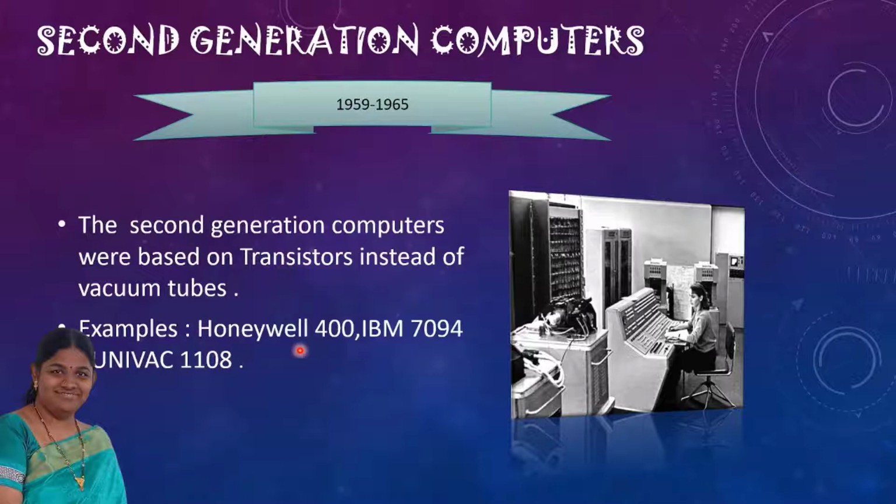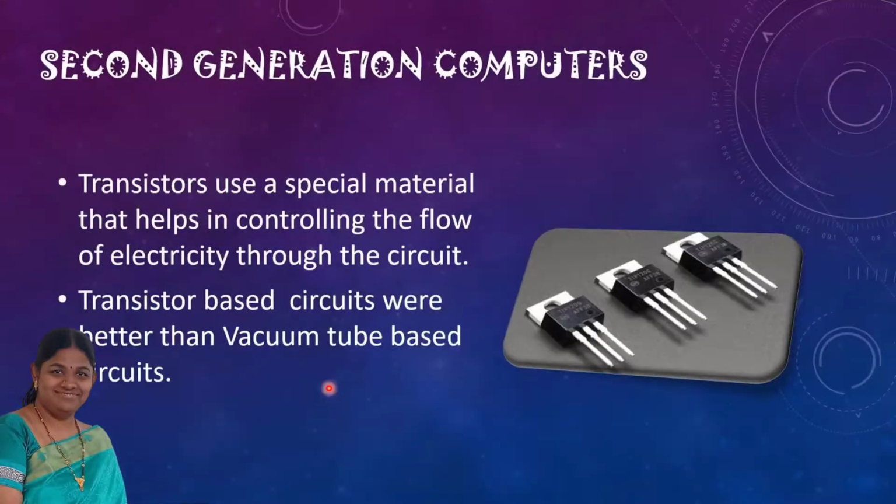And you can see these are some of the examples of second generation computers. See, this is how a transistor looks. The transistors use a special material that helps in controlling the flow of electricity through the circuit. Transistor based circuits were better when compared to vacuum tube based circuits.